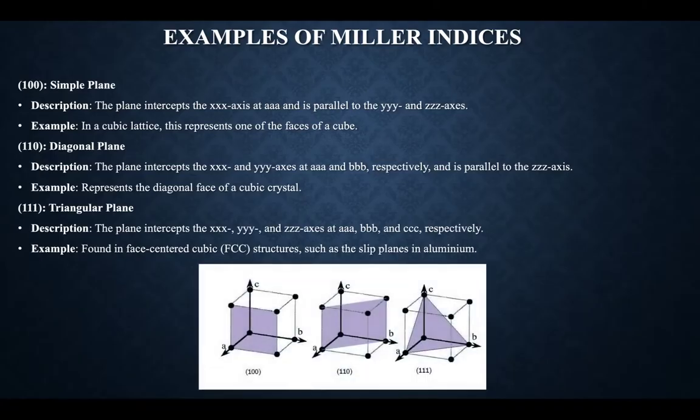So you can see a picture. For the 100 plane, the plane intercepts the x-axis at the A point, so it forms a simple plane. In the diagonal plane, it intercepts the x-axis and y-axis at the A point and B point. And in the triangular plane, it intercepts the x-axis, y-axis, and z-axis at the A, B, and C positions respectively.